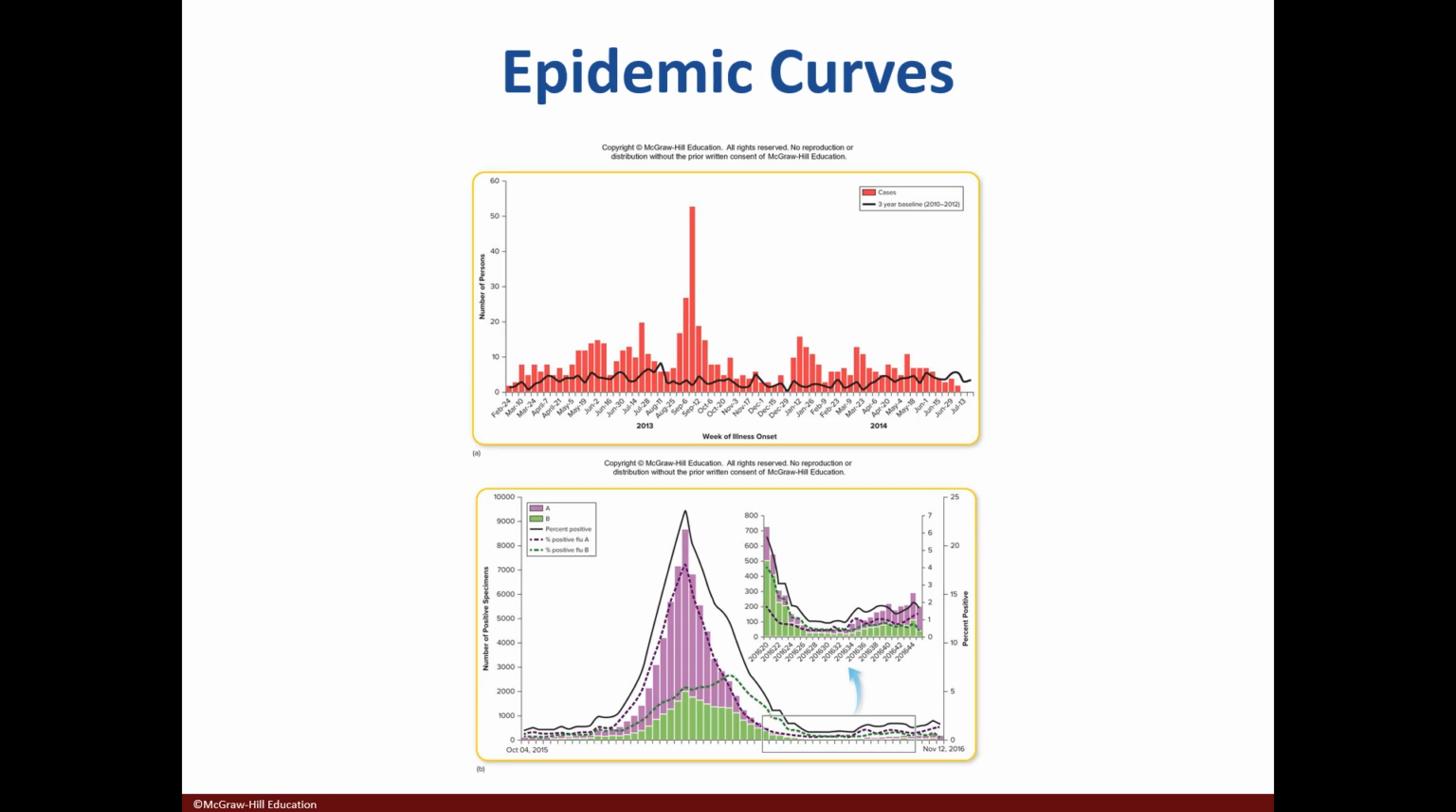Figure A shows a common source epidemic curve from an outbreak of Salmonella at a manufacturing plant. B shows a propagated epidemic curve of the flu from fall 2015 to fall 2016. This data gives epidemiologists vital information in their investigations.